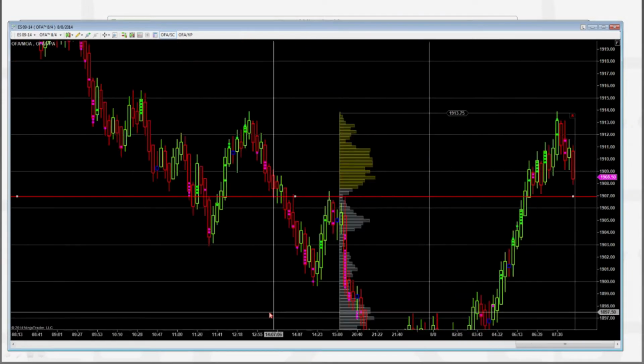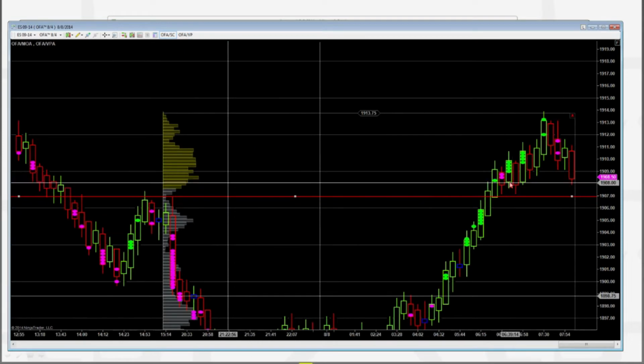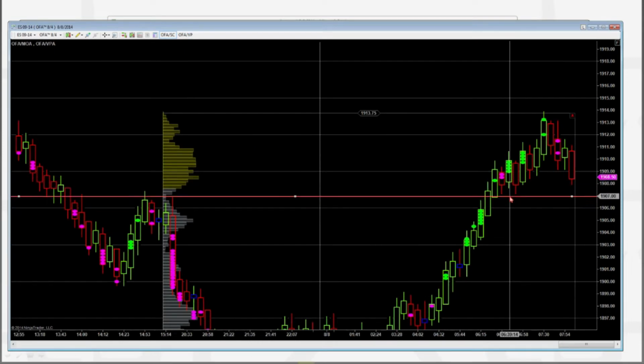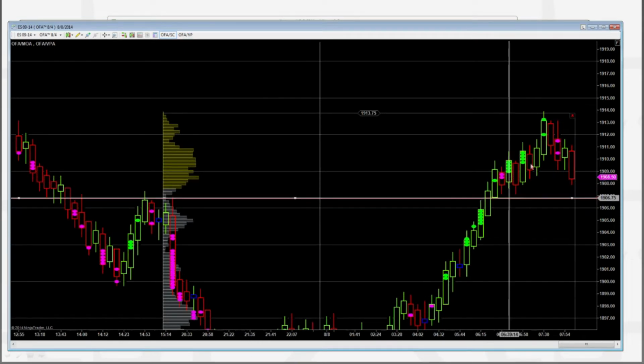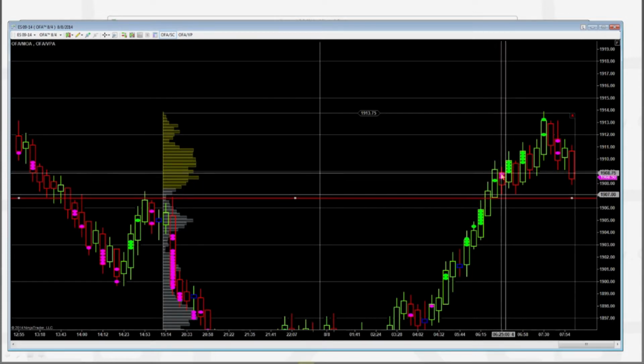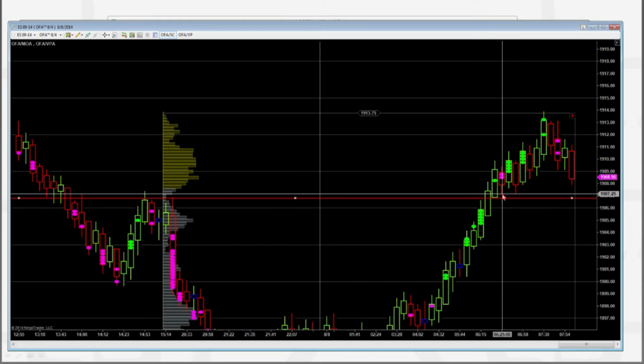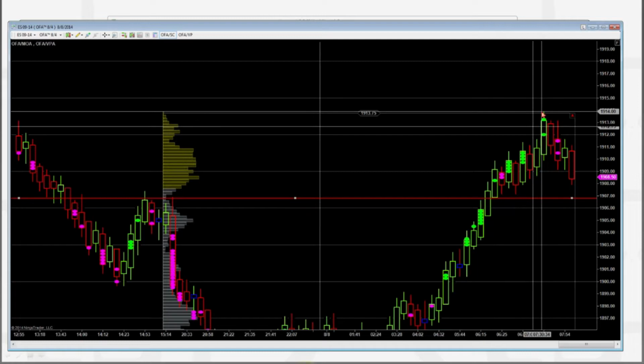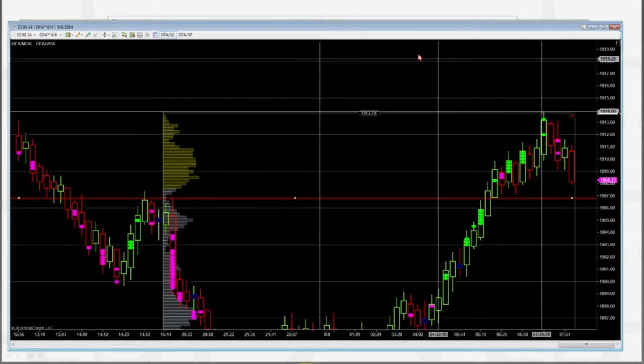Make this a little bit bigger so you can see this better. And now you can see that once it came through this morning, it tested back down, and then from 725 moved back up to 14.